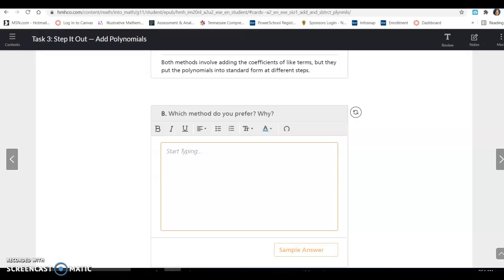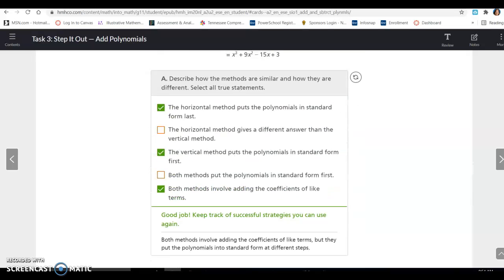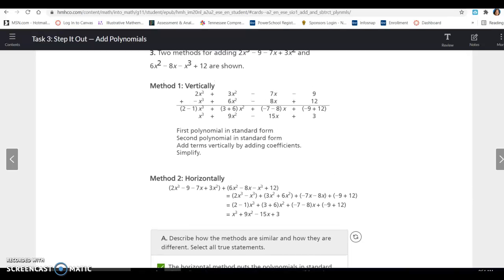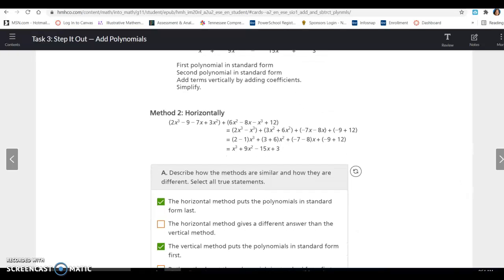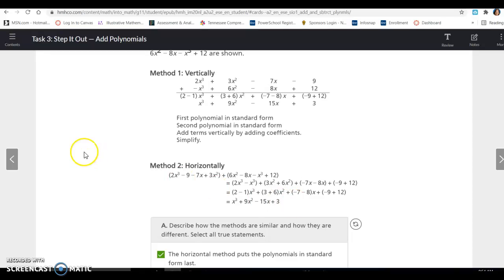And it says, which method do you prefer? I don't really prefer either method. I think the first method vertically makes it nice and neat and easy to do, but it's just as quick to locate the like terms horizontally as well. So you can decide which method you like. Both of them will result in the same answer as long as you do it correctly.